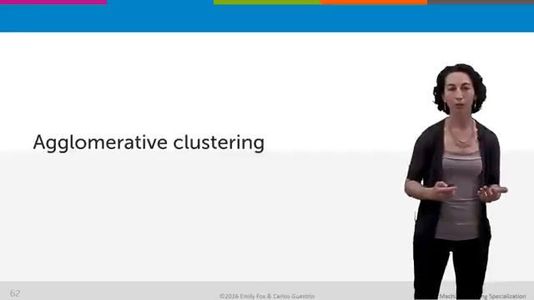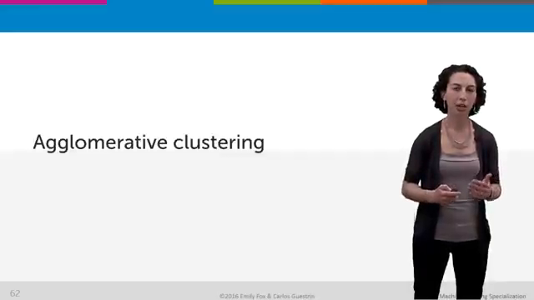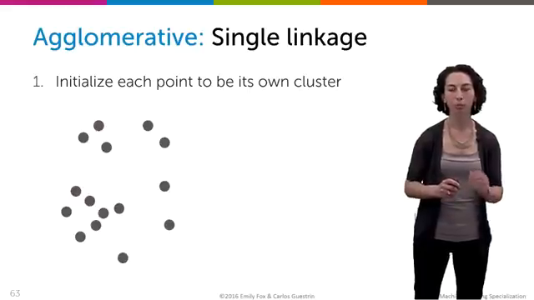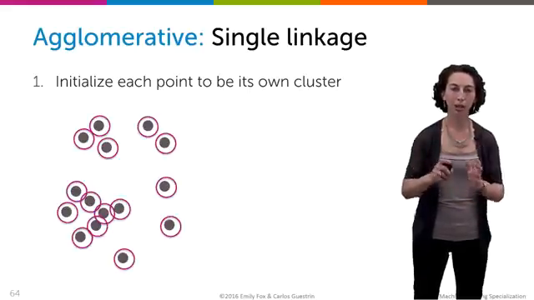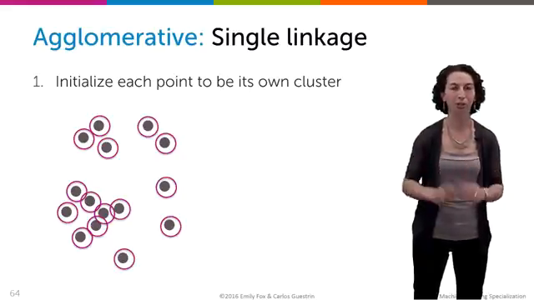Having overviewed divisive clustering, let's now spend some time digging into agglomerative clustering. To do this, we're going to look at one specific example called single linkage, which is a really common application of agglomerative clustering. Here we start with every data point in its own cluster, and that's actually common to all agglomerative clustering approaches, not just single linkage.